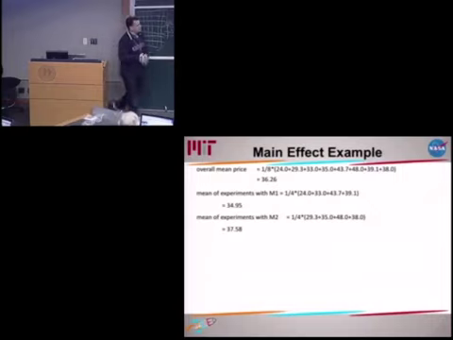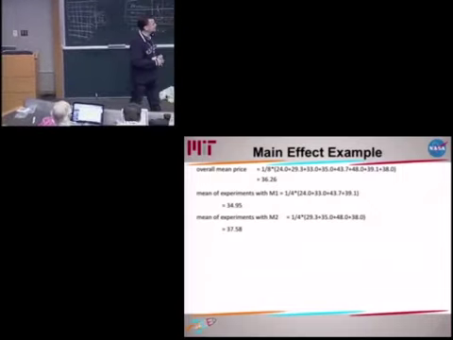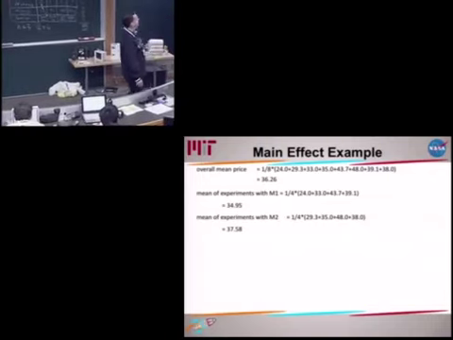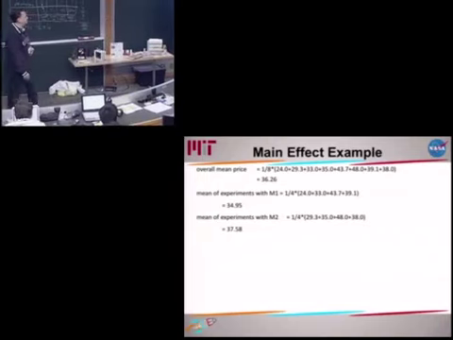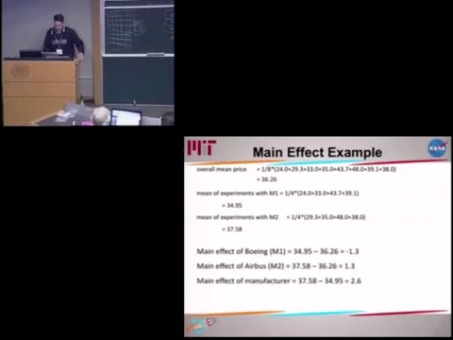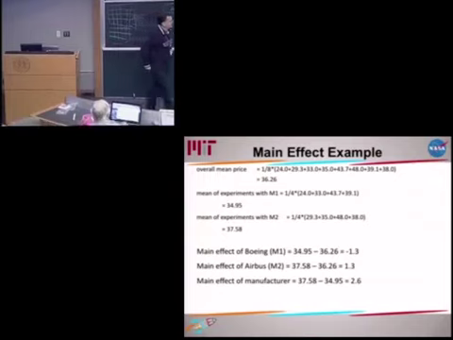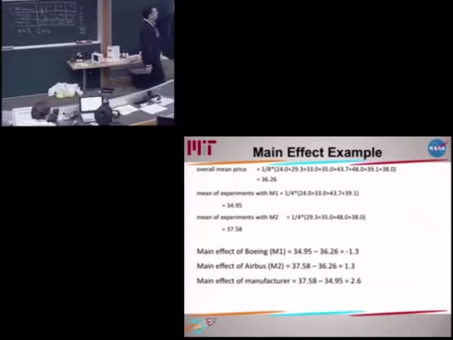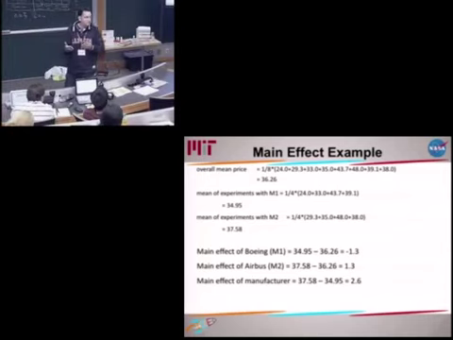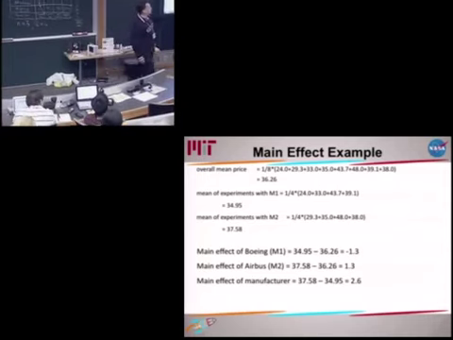So the overall mean price across all aircraft is $36 million. The mean of experiments with Boeing as the manufacturer is 34.95. With Airbus as the manufacturer it is 37.58. And so you can say that the main effect of manufacturer is 2.7 million, right? So the average price of all the aircraft is 36 million, and the effect of choosing one or the other manufacturer is 2.6 million.